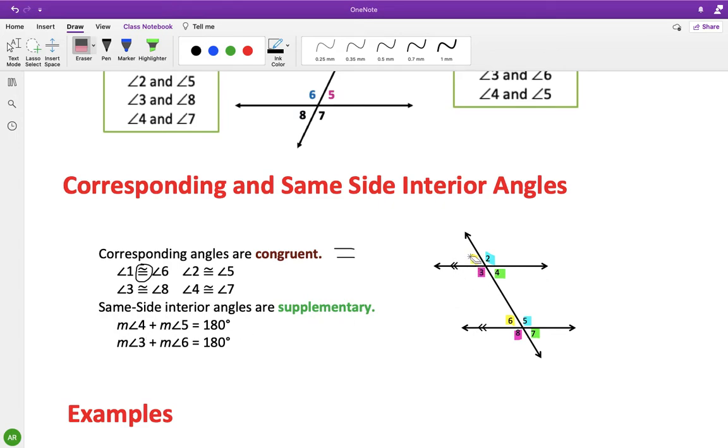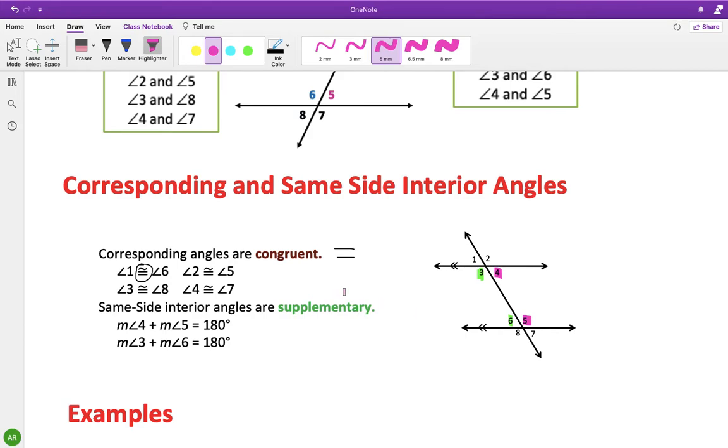Hopefully you were exposed to this in 7th grade. If not, remember, supplementary angles, as we talked about earlier, are just two angles that add up to 180 degrees. Same side interior angles are indeed supplementary angles. So if we look at this, we know that 3 and 6 are same side interior angles. They're both on the inside of the parallel lines, and they're both on the same side of the transversal. And we could say the same for 4 and 5.